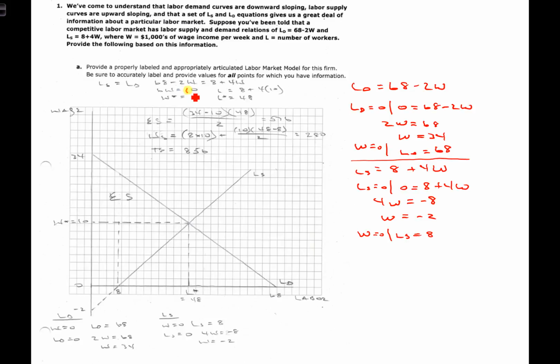Now we can equilibrate these, of course. When we equilibrate them, we're going to end up with 68 minus 2W equal to 8 plus 4W, or 6W will equal 60. And W star will be equal to 10. We then take that W star and plug it into either of our equations. I'm plugging it into labor supply here. 8 plus 4 times 10 is 48, so that's our L star.